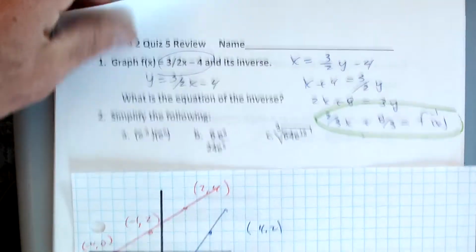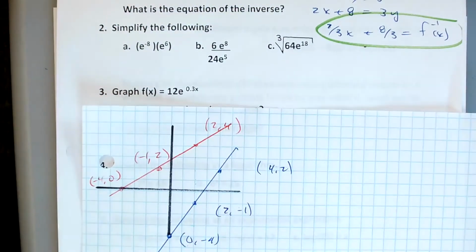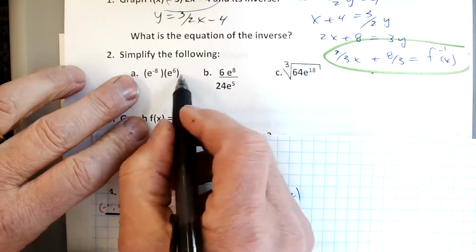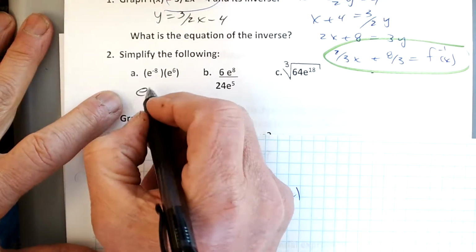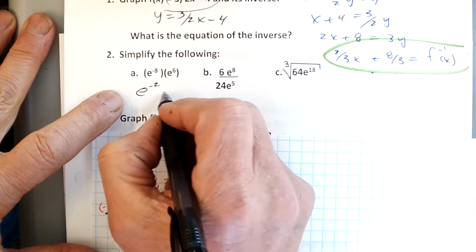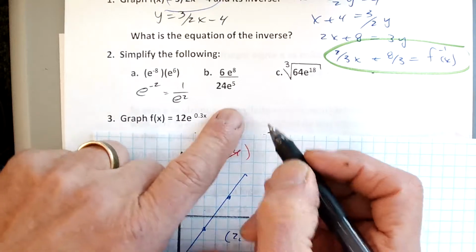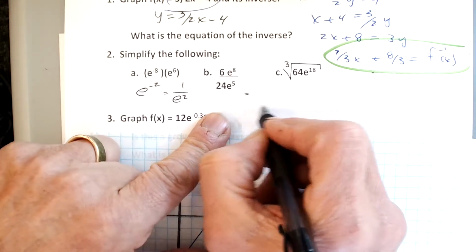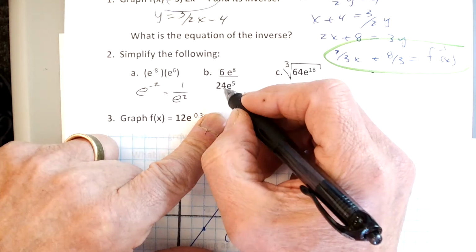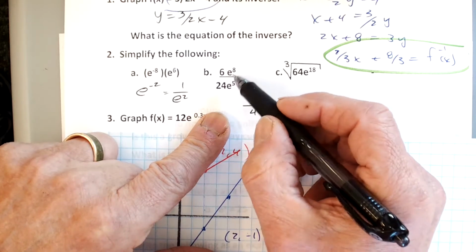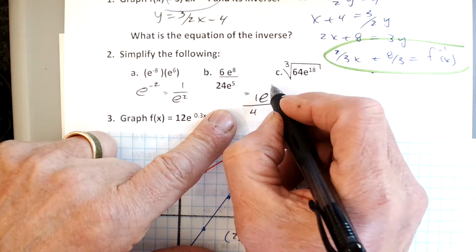Number two, simplify. Well, these are pretty easy because it's just like dealing with exponents. I'm going to have an e, add exponents, e to the -2, which is fine, or if you want to get fancy, 1 over e squared. I'll take either answer. Okay. B, I'm going to reduce the whole numbers. 6 24ths makes a 1/4. 5 of these e's cancel 5 of these e's, and I'm left with an e to the 3rd.